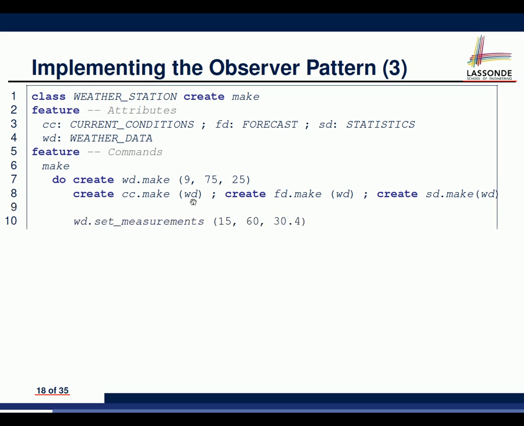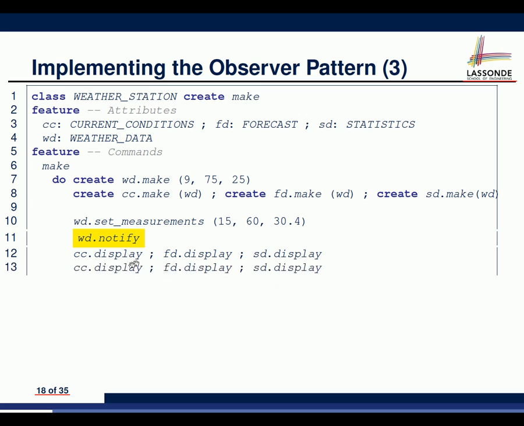After that, I will change the measurements for the weather data, which means there are some updates. And the way to really notify is by calling wd.notify, right? After the notify, I would expect every observer should have been updated after this function call. And then I will simply say display. And now this display over here should really display the data based on the latest measurement.